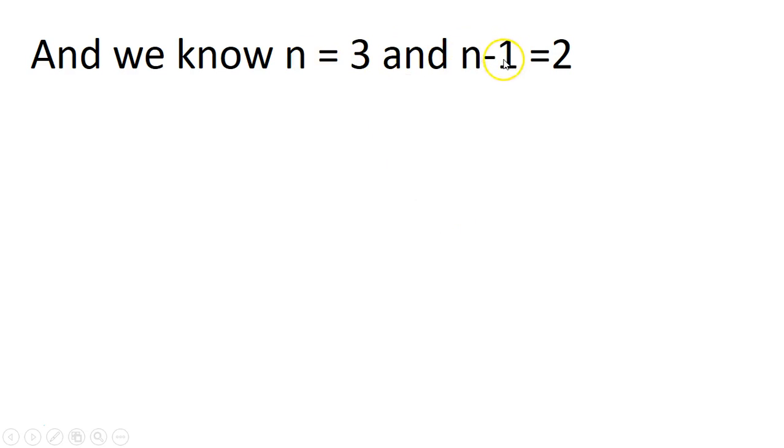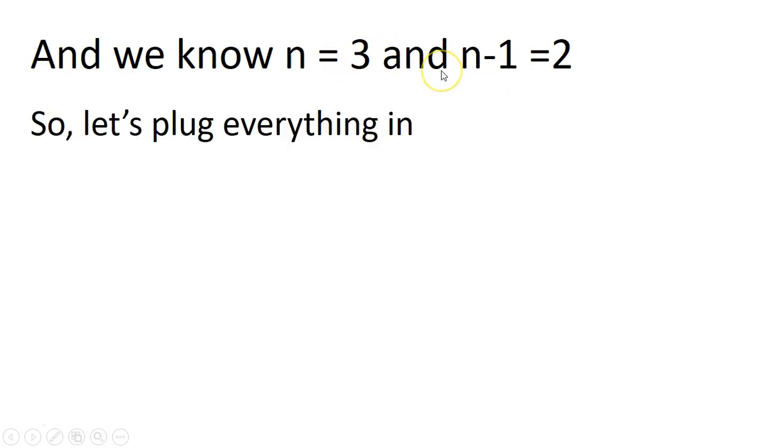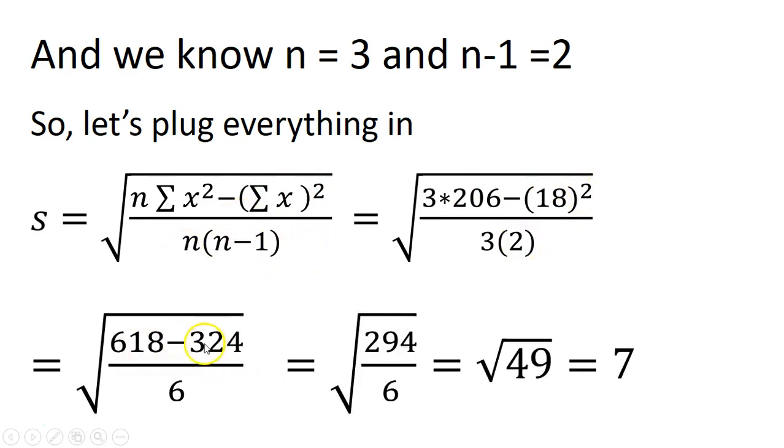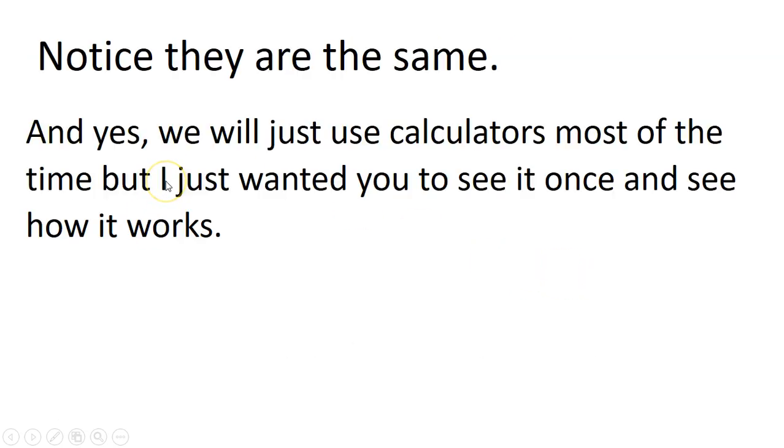All right, and still n minus 1 and n, right? So we plug it in. N times 206 minus 18, which is what we said that was, but squared. And then the 3 times the 2, which would give me this over 6, which when I divide gives me 49, which gives me 7. I get the same exact answer. I did not need the mean whatsoever. So it's just to prove to you that you will get the same standard deviation. And notice that they are the same.